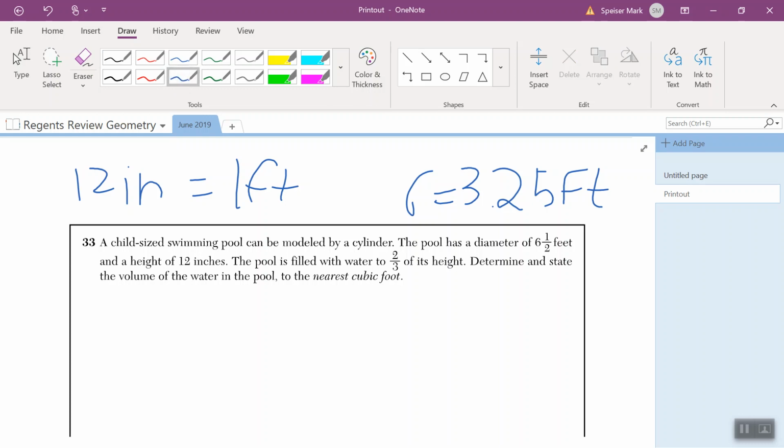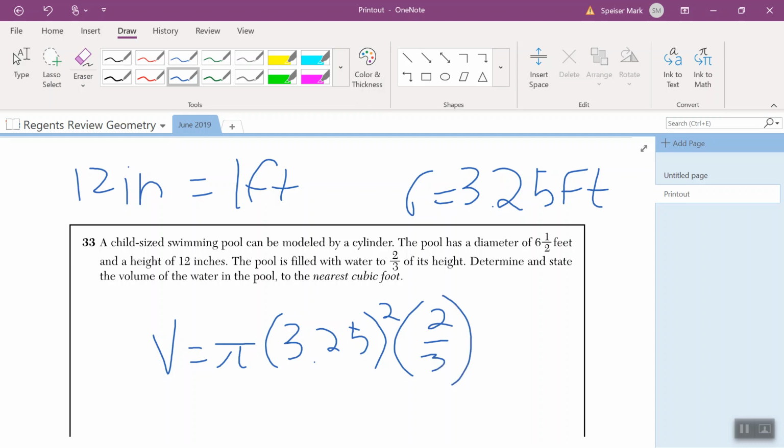So the pool is a cylinder. So the volume equals pi times the radius squared times the height, which is approximately 22 cubic feet, to the nearest cubic foot.